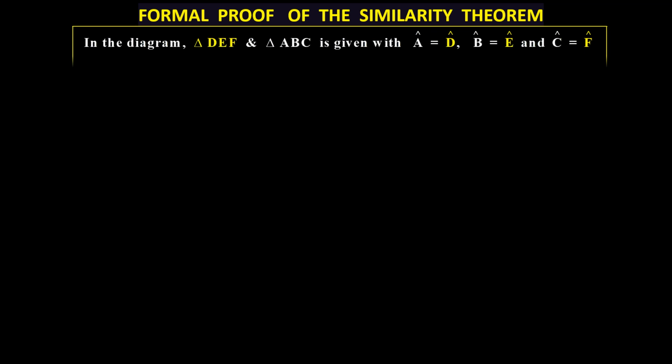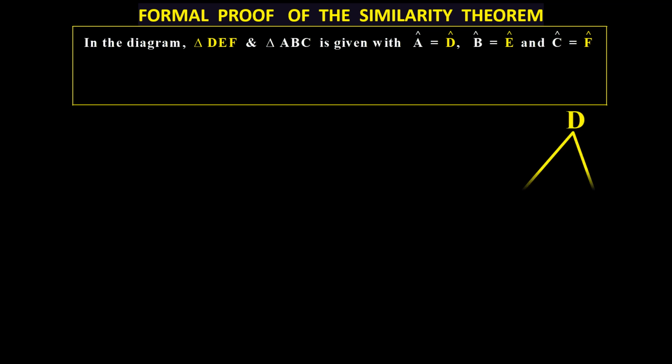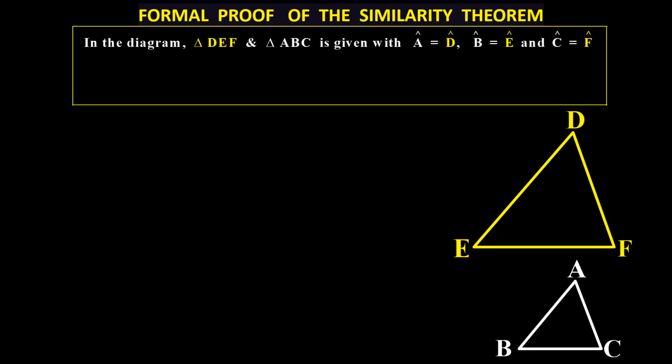Now we're actually going to formally prove the similarity theorem. To be able to do that, we're going to label two triangles, triangle DEF and triangle ABC. Note the colors that we're using for them. It's given that angle A matches with angle D, angle B matches with angle E, and angle C matches with angle F. In other words, the two triangles are equiangular.